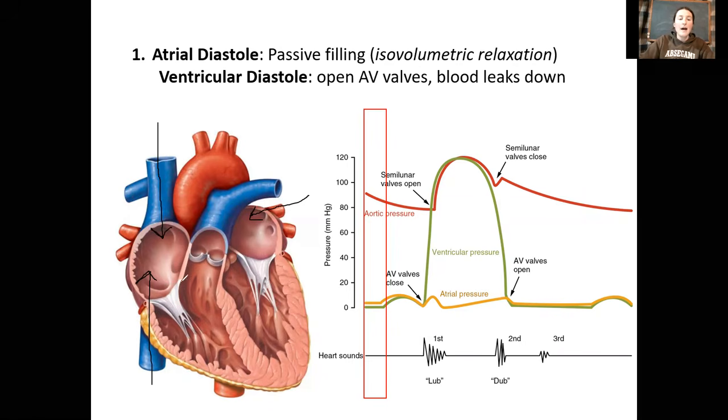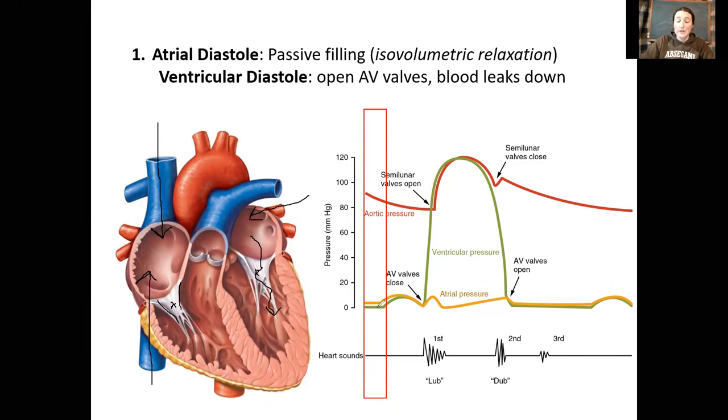Okay, the valves, right? So both atrioventricular valves, this one is the tricuspid valve, this one is the bicuspid valve. Both of them are still wide open. And so as blood is filling the atria, a little bit is trickling down into the ventricles as well.